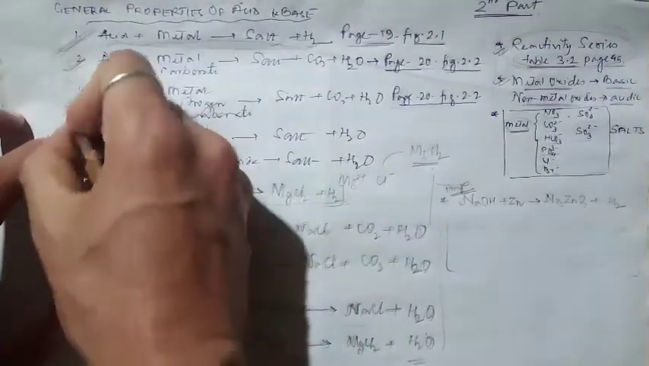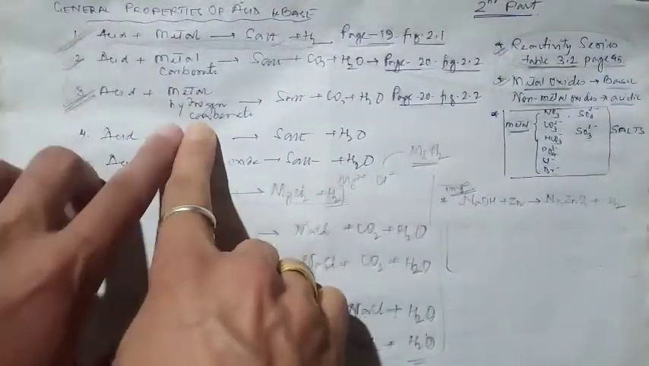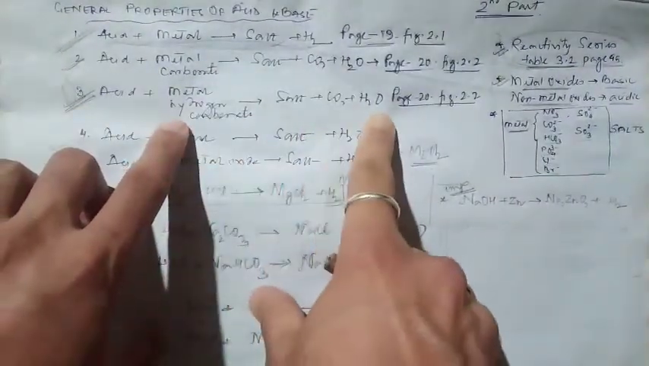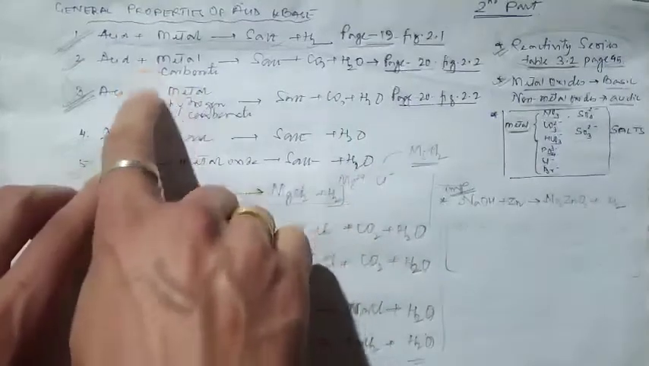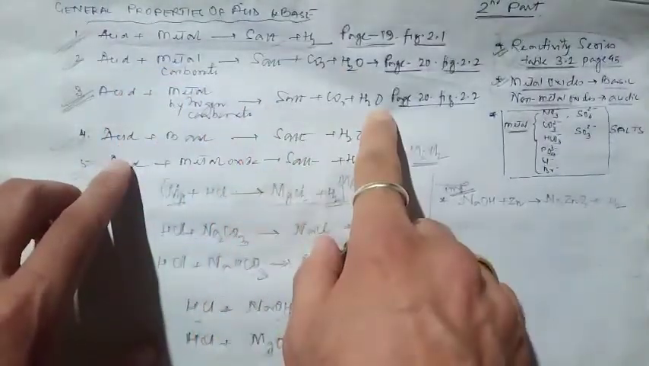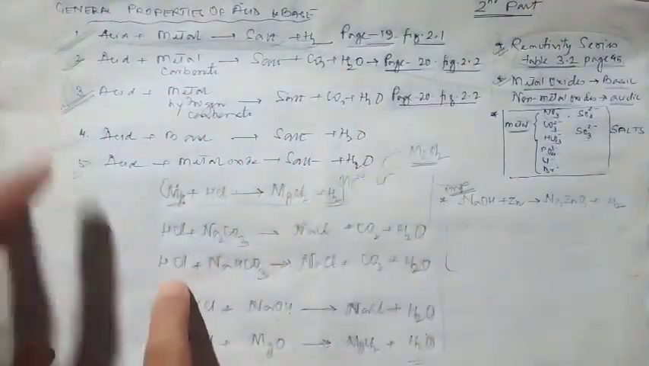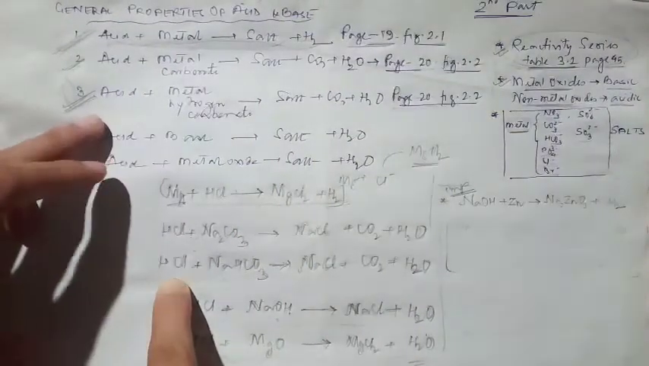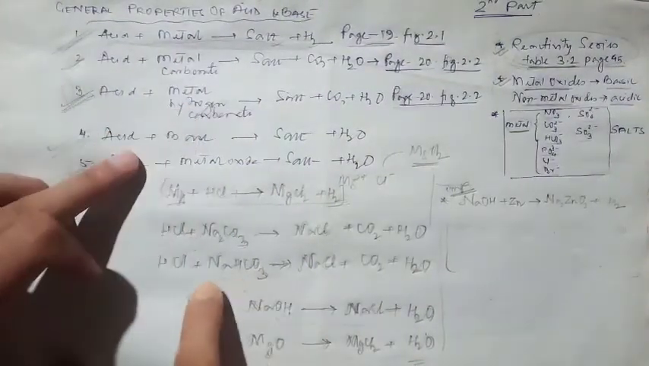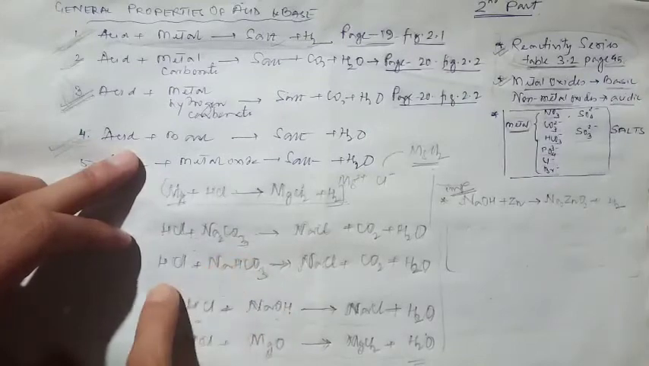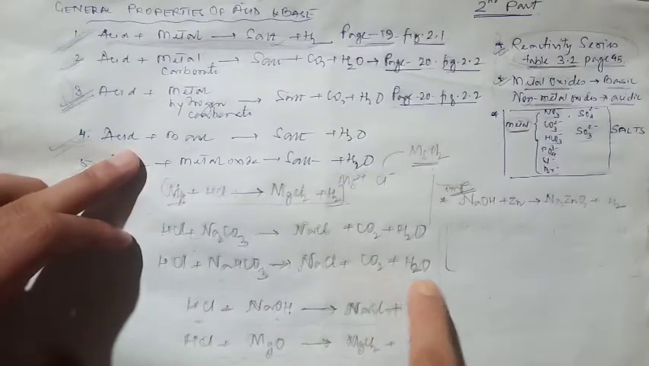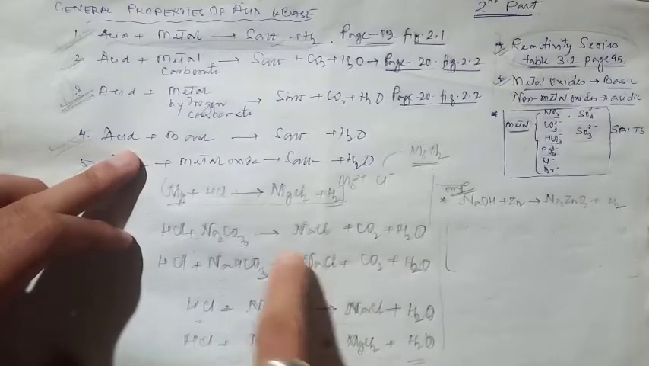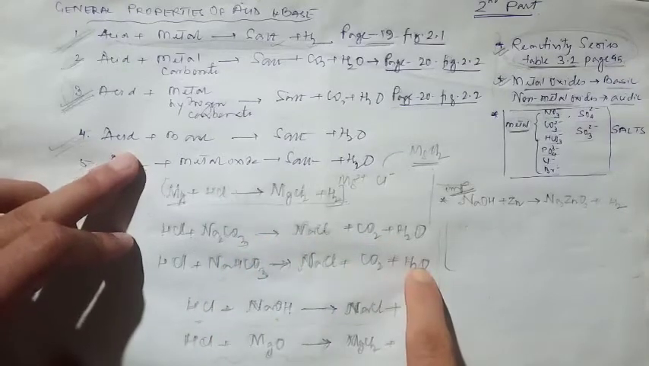Next reaction, student. Acid plus metal hydrogen carbonate gives salt plus carbon dioxide plus water. You can see these two reactions give the same product. Let's understand this. Here we have an example. HCl, an acid, plus metal hydrogen carbonate. So we have a metal hydrogen carbonate here. On reacting, it gives carbon dioxide, water, and salt. You can see both these reactions give the same product.